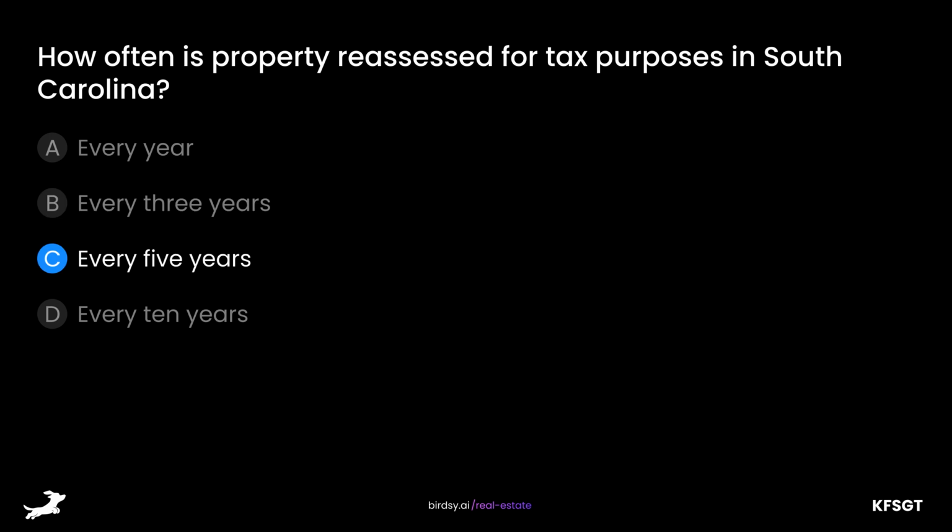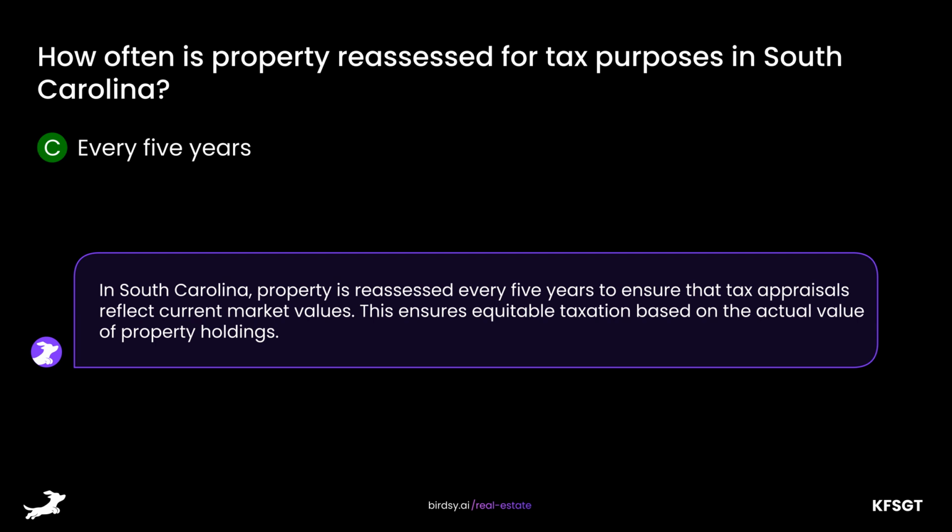C, every 5 years? Or D, every 10 years? The answer is C, every 5 years. In South Carolina, property is reassessed every 5 years to ensure that tax appraisals reflect current market values. This ensures equitable taxation based on the actual value of property holdings.